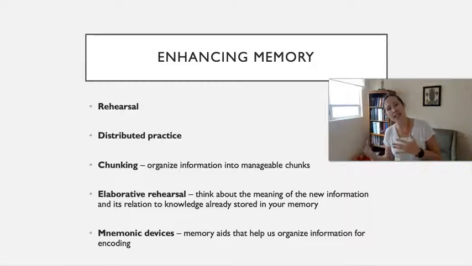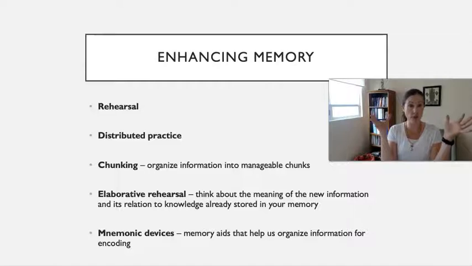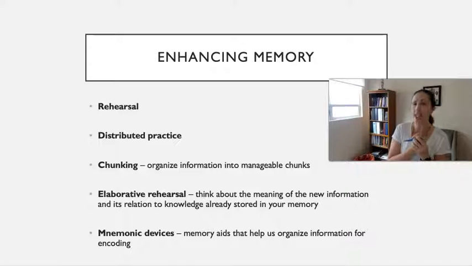Chunking is when you organize information into manageable chunks. Like, for example, if you're trying to remember someone's phone number, you're going to remember the area code, and then you'll remember the next 3 digits, and then you'll remember the last 4 together. It helps you, instead of trying to remember all 10 numbers just in a row, you break it up into manageable chunks. That's chunking. Elaborative rehearsal is when you think about the meaning of new information and its relation to knowledge already stored in your memory. If you give it meaning, it helps you.